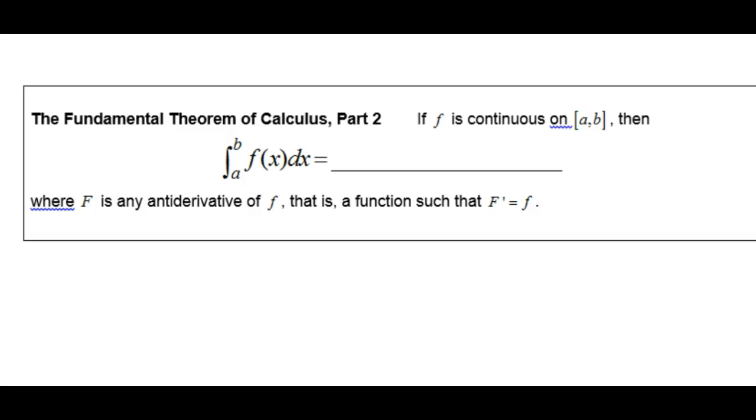And it says this: if you have a function f that is continuous on the closed interval a to b, then the integral from a to b of f of x dx is equal to F of b minus F of a. And we've learned that capital F is the antiderivative of the function f, the small letter f. So let's see how this works.